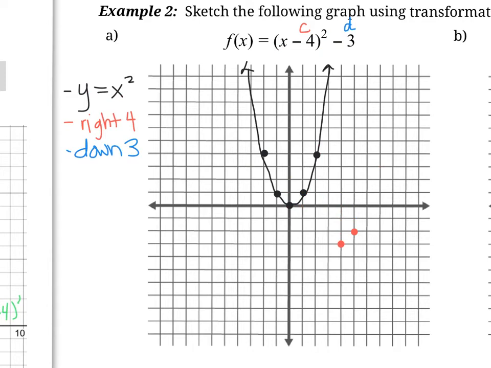So pause the video, move every point right 4, down 3, and then come back to the video once you're done. So your points should look something like this. Let's connect them all. So we know this is going to make a parabola. So we're going to connect this all with a smooth curve in the shape of a parabola. And we're done. We're going to label our final graph. So this is the graph of y equals (x minus 4) all squared minus 3.